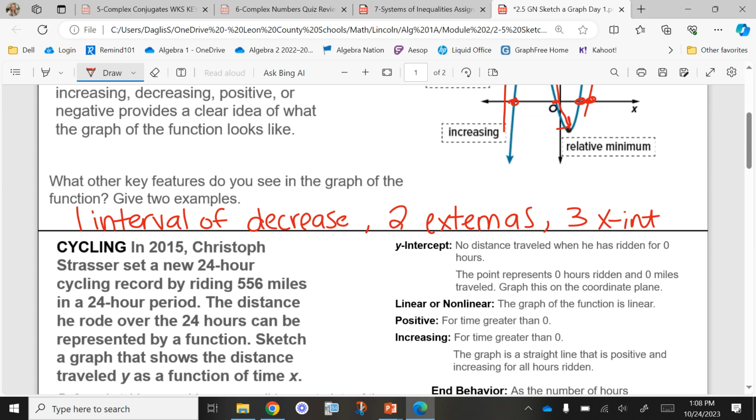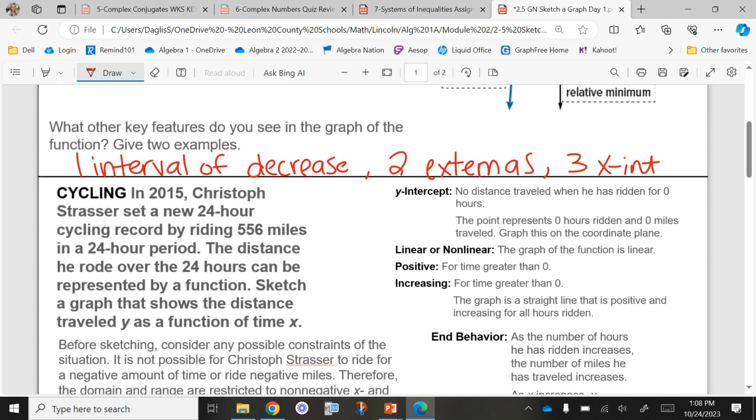We have a cycling example. In 2015, Christoph Strasser set a new 24-hour cycling record by riding 556 miles in a 24-hour period. Okay, 556 miles. The distance he rode over 24 hours can be represented by a function. Sketch a graph that shows the distance traveled, y, as a function of time, x.